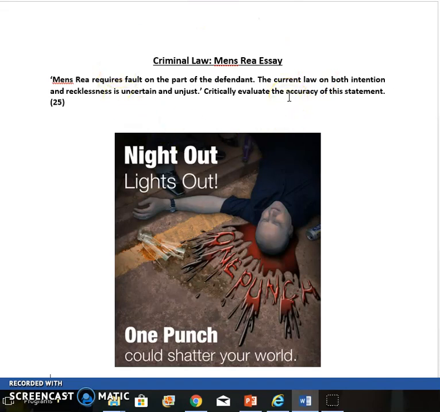The question is, mens rea requires fault on the part of the defendant. The current law on both intention and recklessness is uncertain and unjust. Critically evaluate the accuracy of this statement. As usual, it's worth 25 marks and you would have 45 minutes to answer it in the exam.